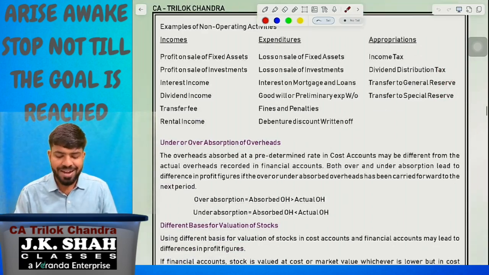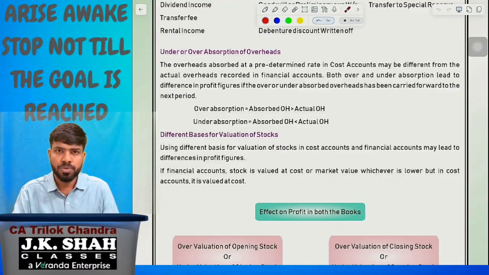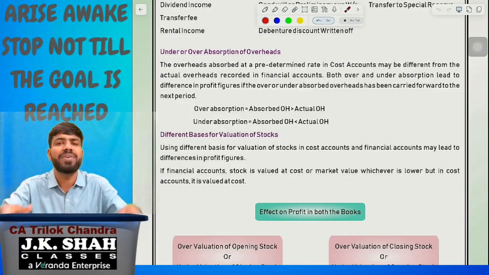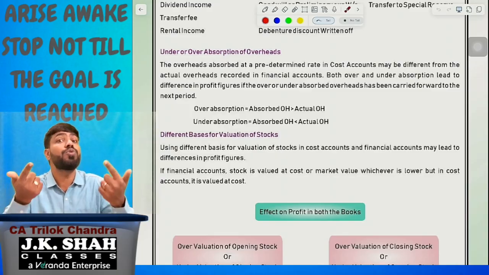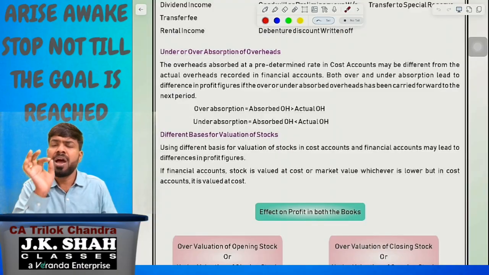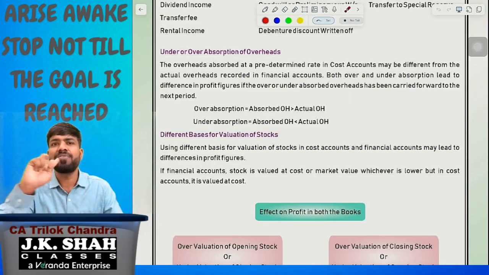The third reason is under or over absorption. We are well versed in this. I made one big lengthy video on under or over absorption. To understand better, you can watch that video. It's my recommendation. I clearly explained how to identify under or over absorption and how to treat it in the cost books. And one more thing before proceeding further, let me put it in one line: under or over absorption exists only in cost books. That will not be there in the financial books.